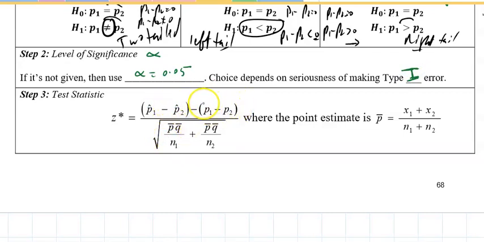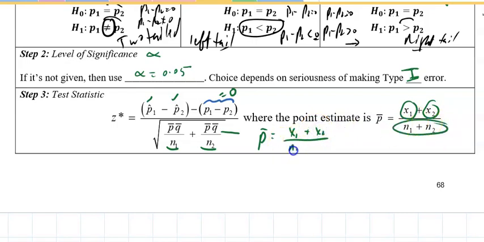This right here is going to be from the actual null hypothesis, and that's going to always be 0. P1 hat you're going to find, Q1 hat you're going to find. N1 is the first population, N2 is the second population. The only difference is this P bar. P bar, you take the successes from the first population, you take the successes from the second population, you add them, and you divide them by the sum of the populations. And Q hat will be 1 minus that.